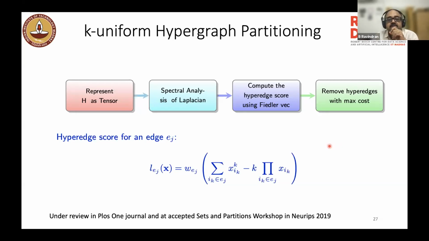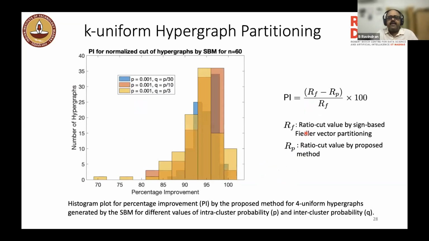And so this one slide. Managed to go next slide. Yeah, there you go. So what we did was we compared it against a standard way of doing graph partitioning, right, by doing a sign-based Fiedler vector partitioning. So that is the RF, and RP is the ratio cut, the cut proposed by our method. Right? So now you can see that in almost all the cases we get nearly 95% improvement over the standard way of doing this using the Fiedler value.